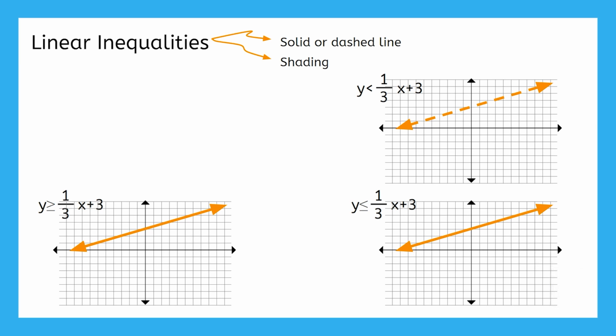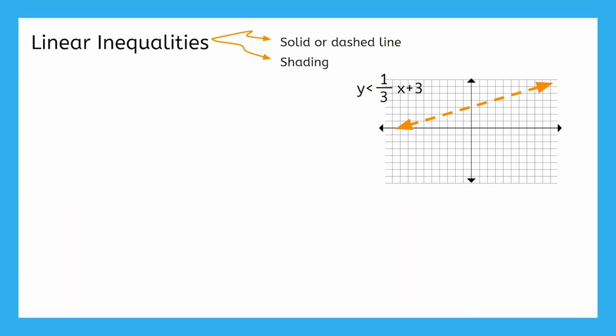Let's check your shading on this one. I was planning to test the point 0, 0 here since I could clearly tell which side of the line it's on, but my friend Jenna insisted that I try something else just for fun. She chose the point 3, 1. We substituted 3 for x and 1 for y and ended up with a true statement. Since it was true, we can say that all the points below the line, like 3, 1, are solutions.